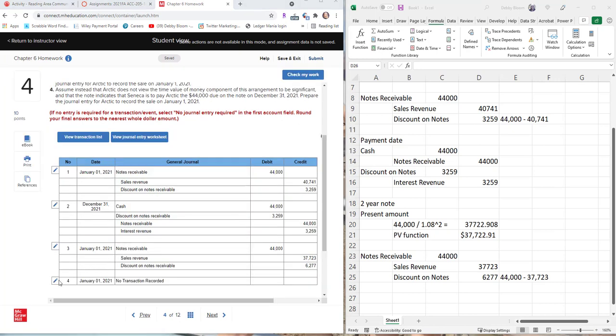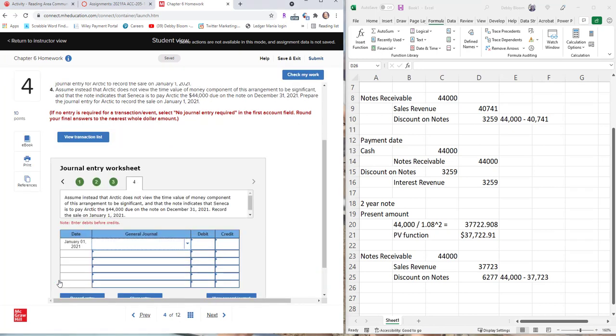Now let's look at number 4. Number 4 is going to be very easy. So with number 4, if they don't view the time value of money component to be significant, then the receivable and the sales revenue are going to equal each other. In the other parts, we took the note receivable and allocated part to sales revenue and part to interest. In this case, there's no interest, the entire amount goes to sales revenue.